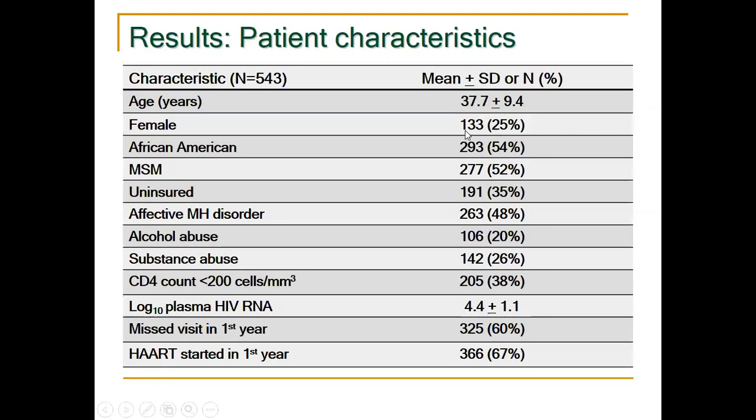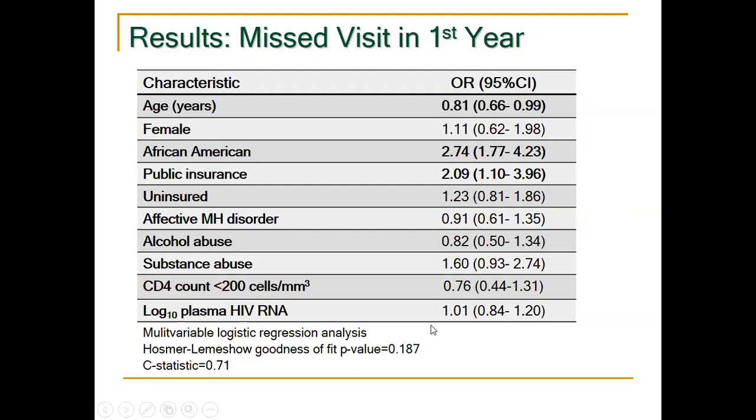In terms of characteristics, the average age was 38 years, 25% were women, roughly half African American, roughly half men who have sex with men, and a third uninsured. Based upon the chart diagnosis, and we had coding for depression and anxiety disorders, was roughly half, alcohol use 20%, and so on. And again, 60% missed a visit within the first year, and 2/3 started treatment in the first year.